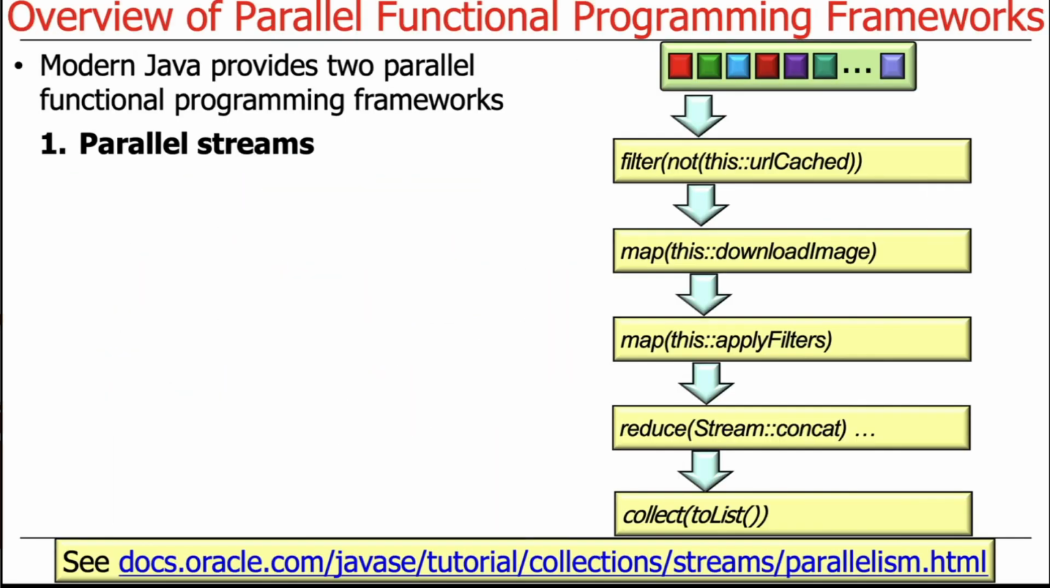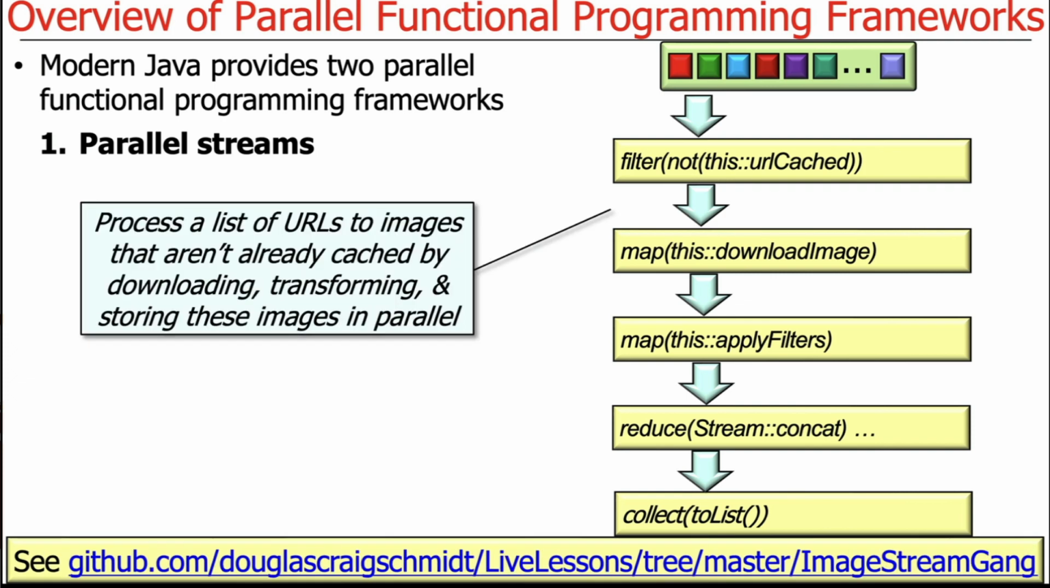So again, two frameworks. First one we're going to look at is parallel streams. And what parallel streams does, we'll use in the context of a little example, which you can read about, or you can actually look at all the source code here in this package in my GitHub repository. It's called Image Stream Gang. And this particular program will take a list of URLs to images that could be out in the web somewhere. And it checks to see if the image is already cached. If it's already cached, it ignores it. If it's not already cached, it goes ahead and downloads it, applies filters to transform it, and then stores the images, and it does this all in parallel.